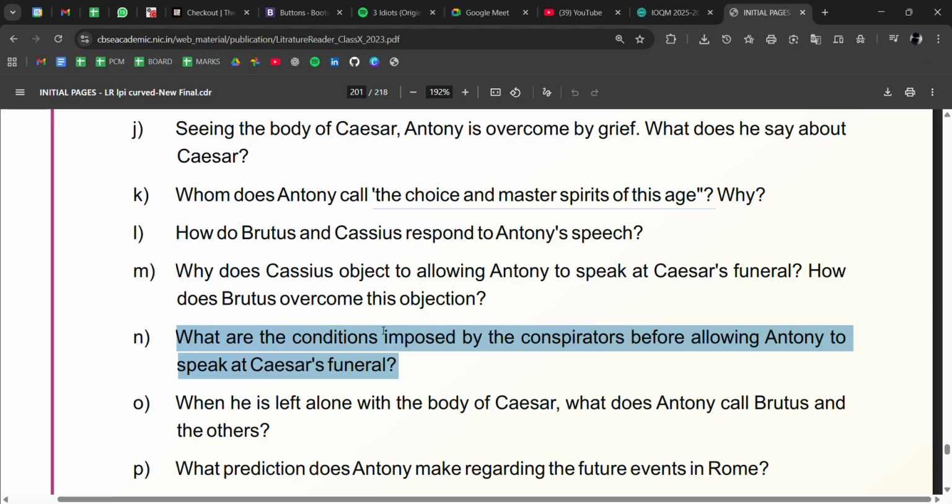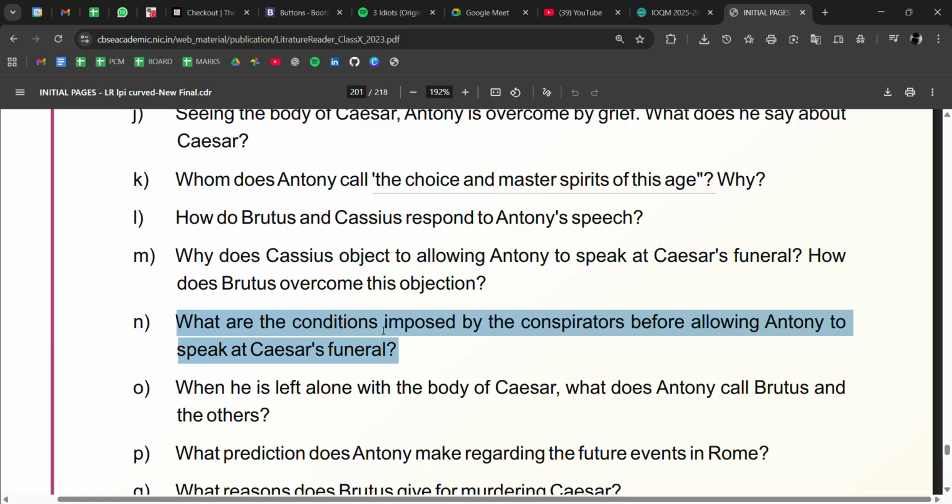There are some strict conditions: Antony must not blame the conspirators for the death of Caesar. Antony can only speak with the permission of the conspirators. Antony must speak well of Caesar but not against the conspirators. And Antony ultimately agrees to these conditions. One more condition was that Antony will be speaking after Brutus in the same pulpit as Brutus.